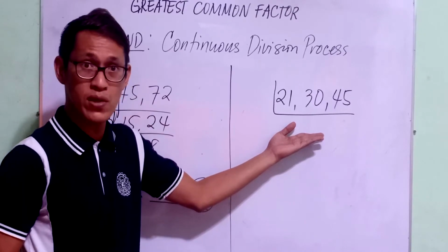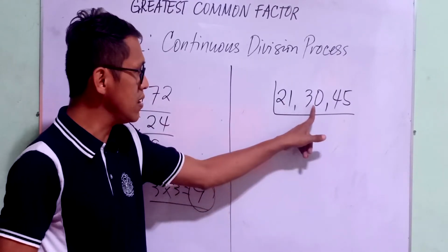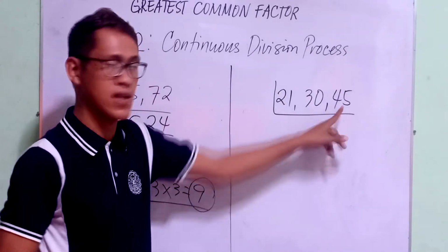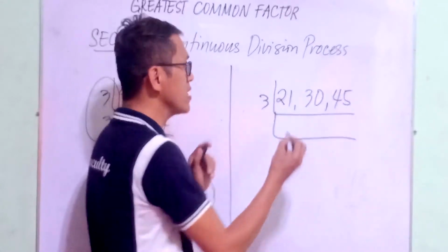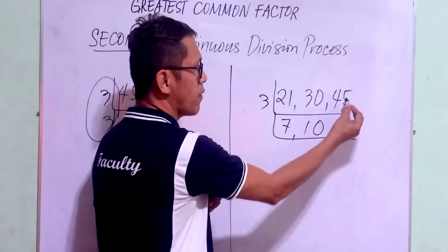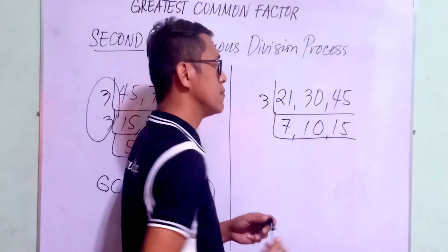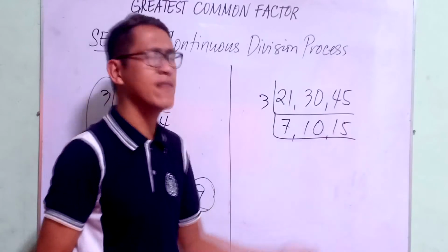So let's go to 3. Are the numbers divisible by 3? Yes, I can divide by 3. So let's divide them by 3. 21 divided by 3 is 7. 30 divided by 3 is 10. 45 divided by 3 is 15. Correct?